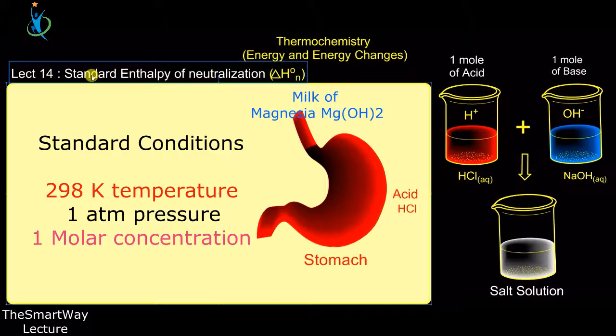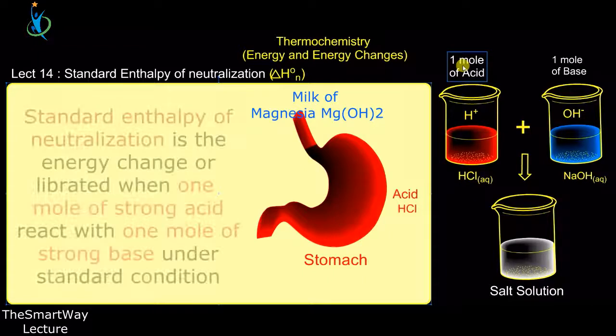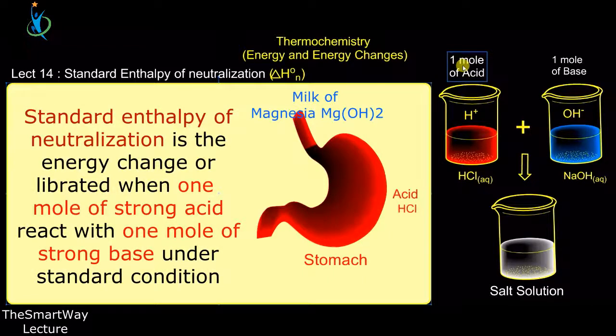And so when you say standard enthalpy of neutralization, we are talking about the energy change or liberated when 1 mole of an acid reacts with 1 mole of a base. The energy change when 1 mole of an acid reacts with what? 1 mole of a base. Now, this reaction usually produces what? Salt and water. This reaction produces salt and water.